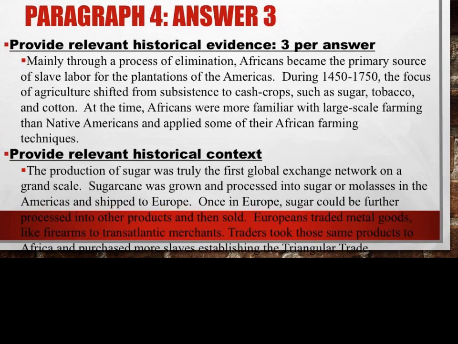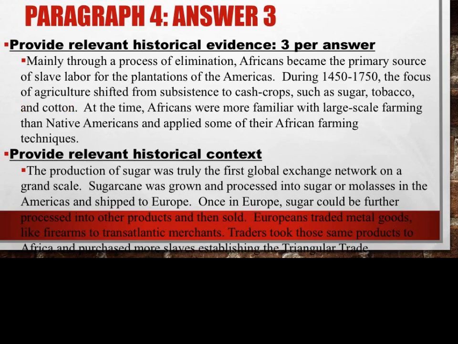Okay, your third answer. Again, I've got three pieces of evidence here for you, and this is the agriculture answer. Mainly through a process of elimination, Africans became the primary source of slave labor for the plantations of the Americas. During 1450 to 1750, the focus of agriculture, right, there's my answer, shifted from subsistence to cash crops, such as sugar, tobacco, and cotton. At the time, Africans were more familiar with large-scale farming than Native Americans and applied some of their African farming techniques.